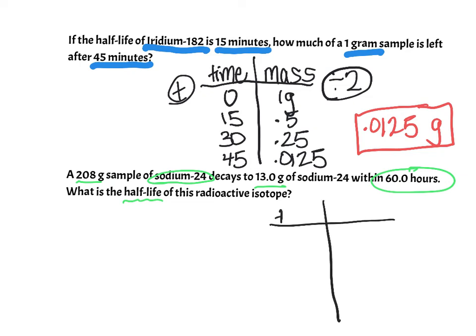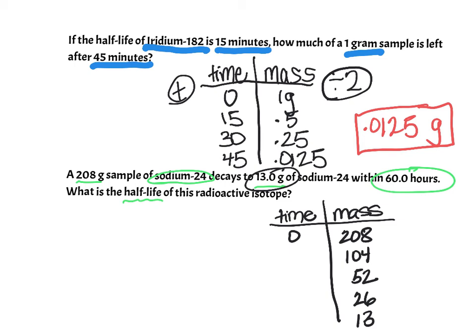Time goes on the left. We always start at time 0, and our mass goes on the right. I start with 208 grams, and it's going to go down to 13. So I've got 208, then I have 104, then I have 52, then I have 26, and then I have 13. And that is the number that is mentioned in the problem there. So I know I need to stop. At 13, it's taken 60 hours.